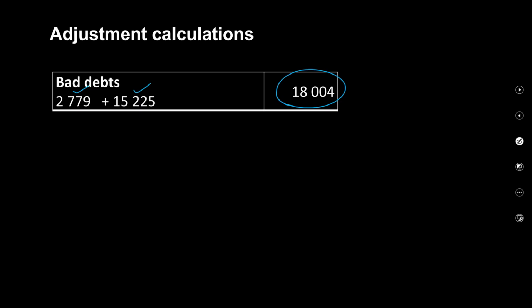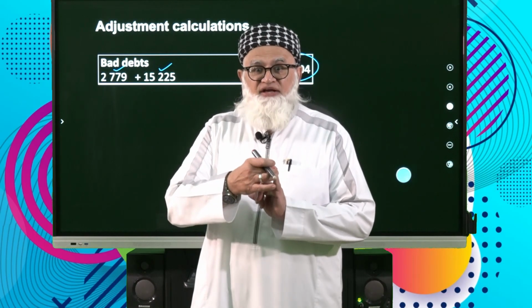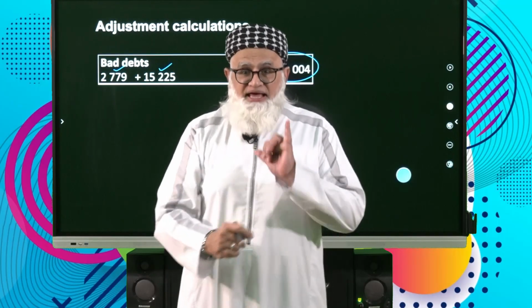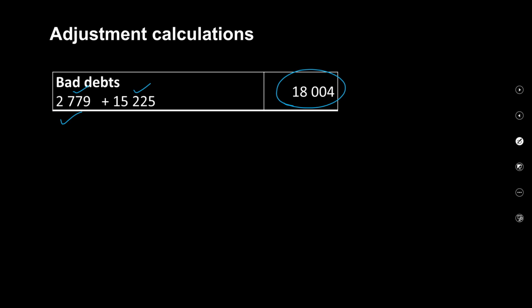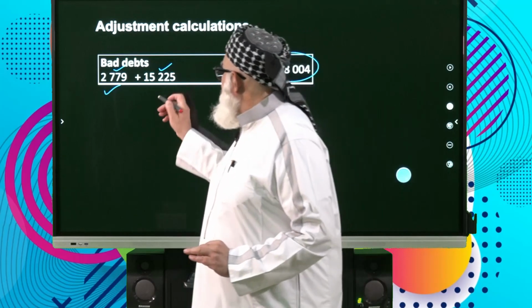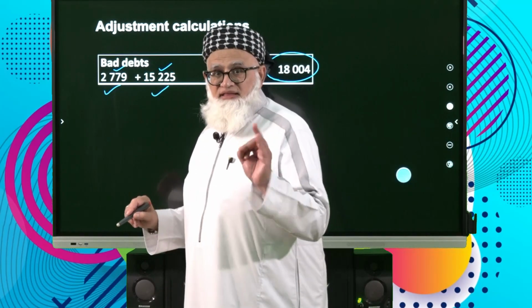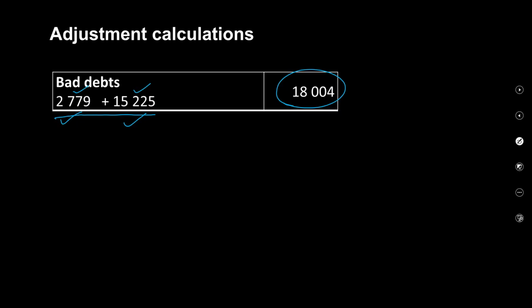So, step number 1, identify the bad debt figure from your trial balance. Have I done that? Yes, I have. What was the amount? 2,779. Step number 2, was there a further bad debt? Yes. As a result of the insolvent estate, I lost out a further amount of how much? 15,225. Therefore, add the two together to give me my final bad debts figure to appear in my statement of comprehensive income as 18,004 Rand.